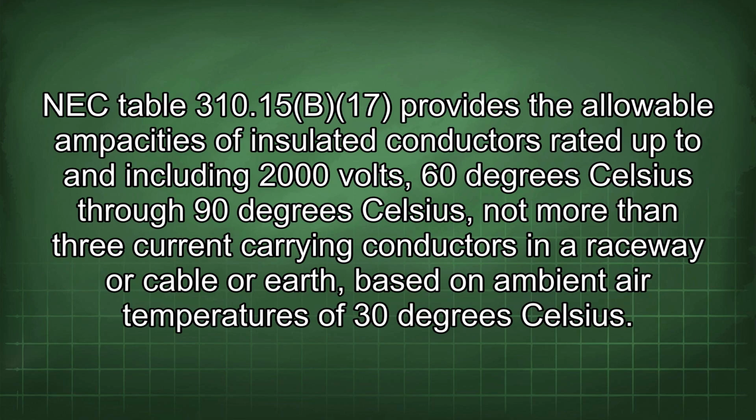NEC Table 310.15(B)(17) provides the allowable ampacities of insulated conductors rated up to and including 2000 volts, 60 degrees Celsius through 90 degrees Celsius, not more than 3 current carrying conductors in a raceway or cable or earth, based on ambient air temperatures of 30 degrees Celsius.